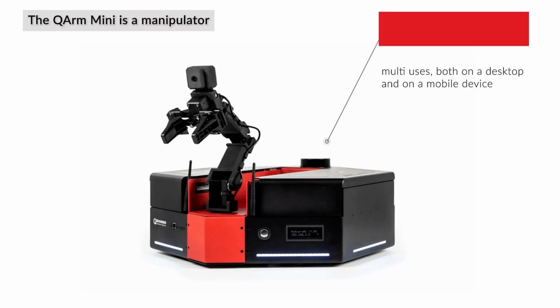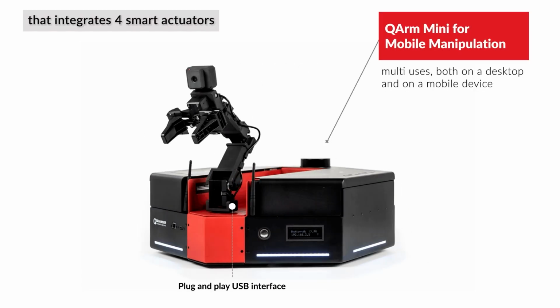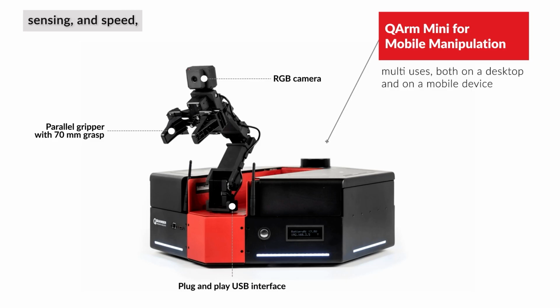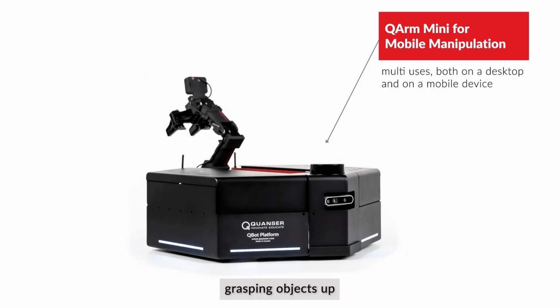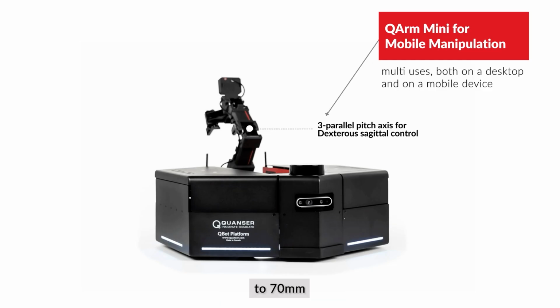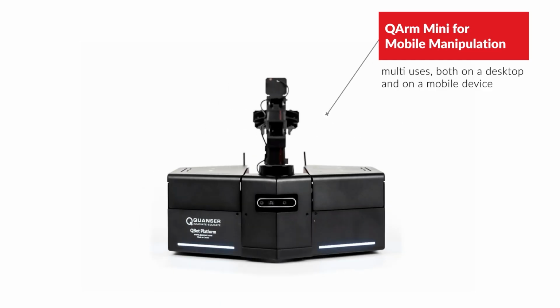The QArm Mini is a manipulator that integrates 4 smart actuators with high-end encoders, current and load sensing, and speed and temperature feedback. The dual-digit gripper supports grasping objects up to 70 millimeters in size with a maximum payload of 150 grams.